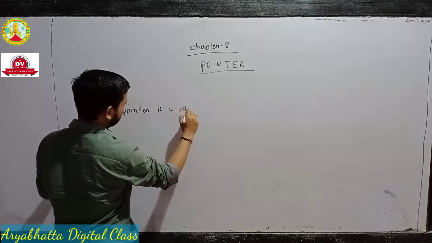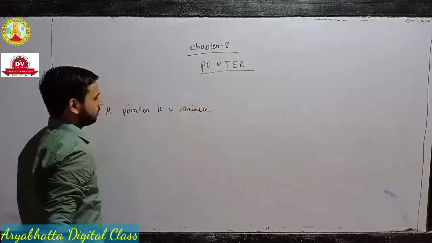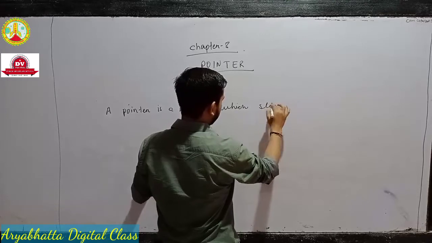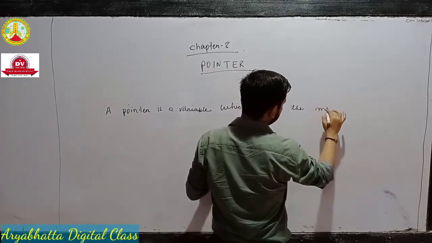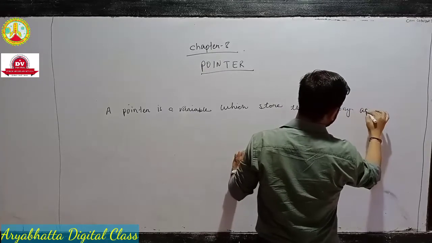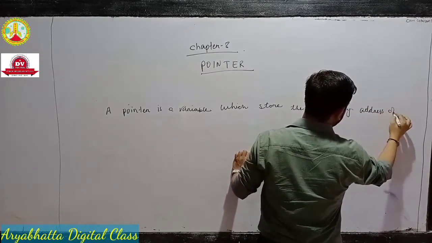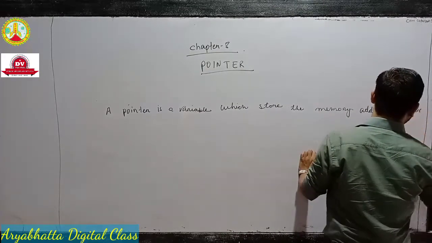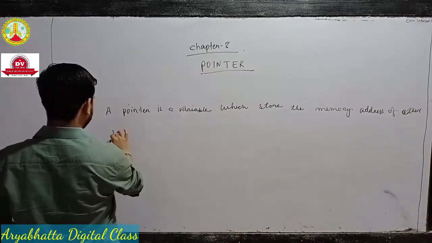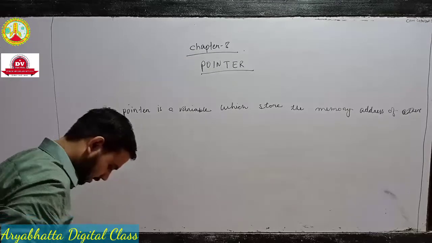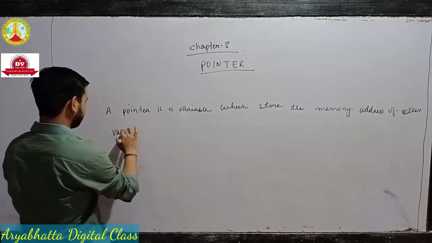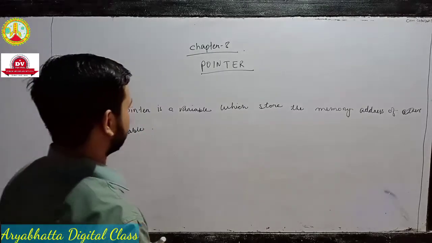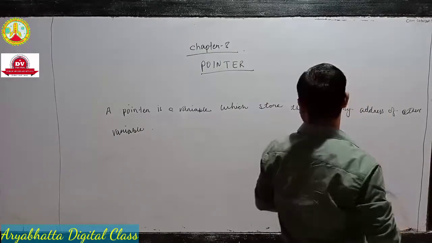Actually, the pointer definition is: a pointer is a variable which stores the memory address of another variable, or you can say the memory location of another variable, same thing. Means a pointer is a variable which stores the memory address of another variable.